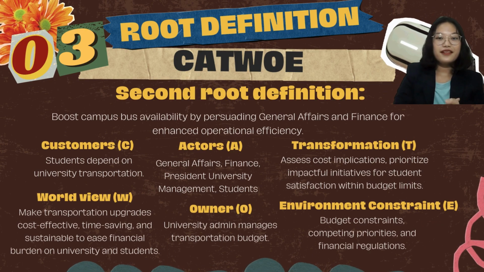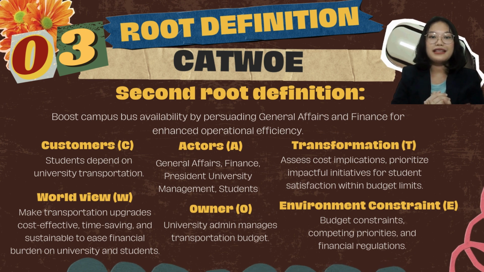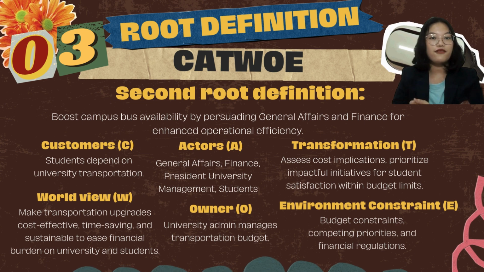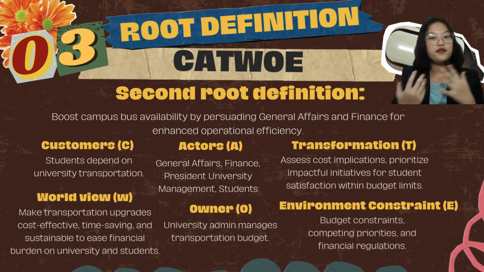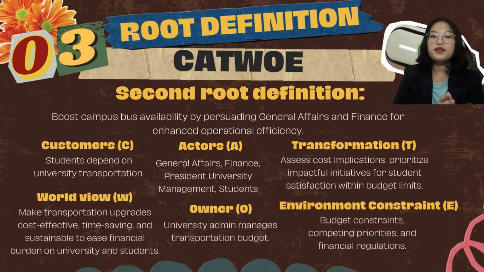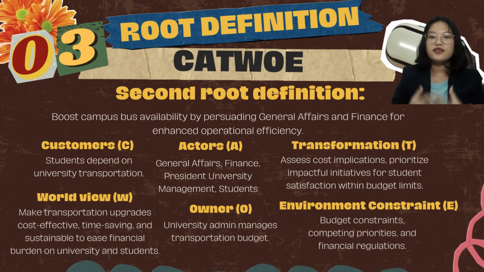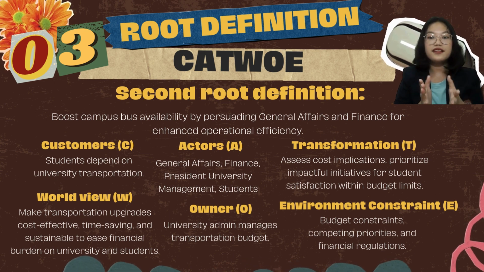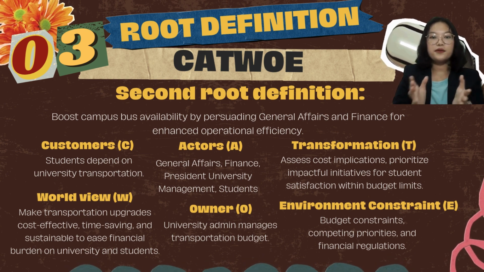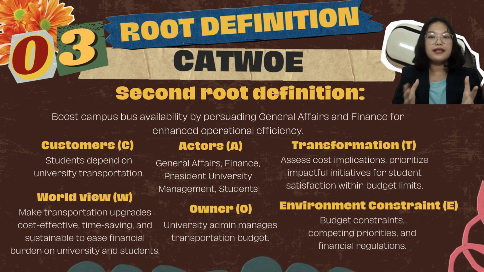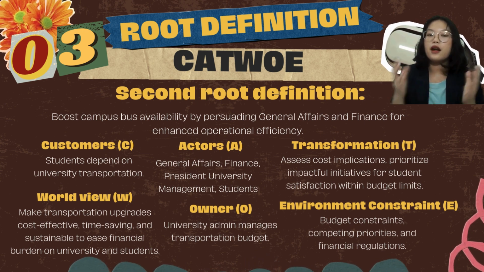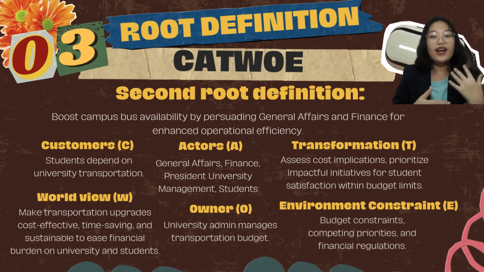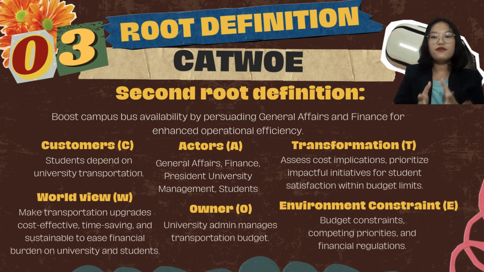Okay, for the second root definition, the root definition is increased bus availability on the campus by convincing general affairs and finance in order to acquire operational efficiency, where the customer is students, actors are general affairs, transformation is evaluating the cost implication of proposed improvement and prioritize initiatives that offer the most significant impact on student satisfaction while balancing budget constraints. And worldview is ensuring that improvements to the transportation system are cost effective, reduce students' waiting time, and sustainable in the long term, while minimizing financial burden on the university and students.